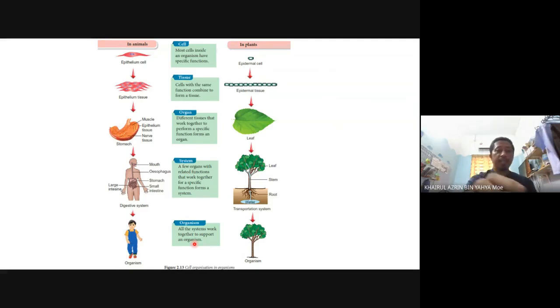So again, we start from cell, tissue, organ, system, organism. Same goes to plants. We start with cell, tissue, and then organ, system, organism. In this case, a plant. Tumbuhan atau pokok. Okay.